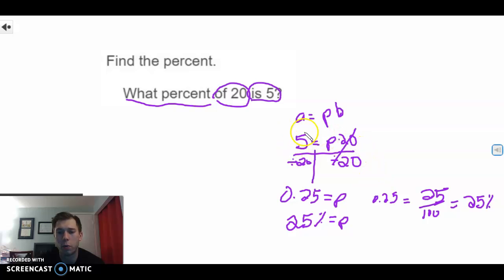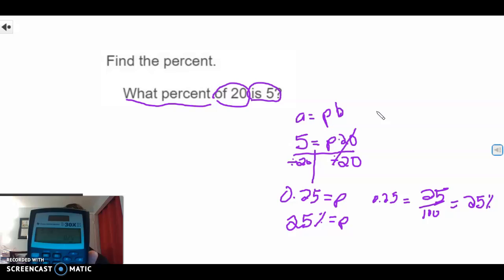So we set it up where our part is 5 and our whole is 20, and we're looking for our percent. We set up a t-chart. We can divide both sides by 20 because we have to get the variable p for percent by itself. And this is a multiply by 20. So we would divide by 20 to do the inverse operation and get rid of that. And we would do 5 divided by 20 on this side.